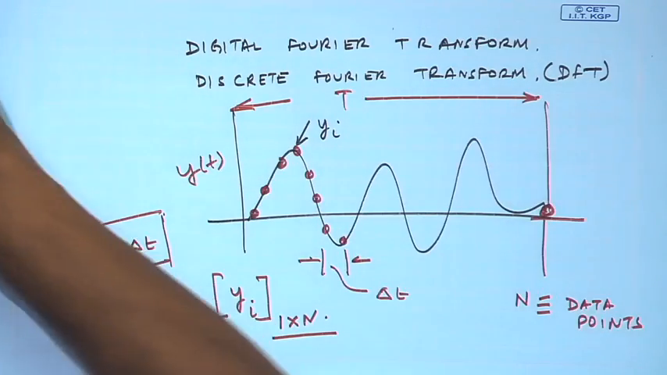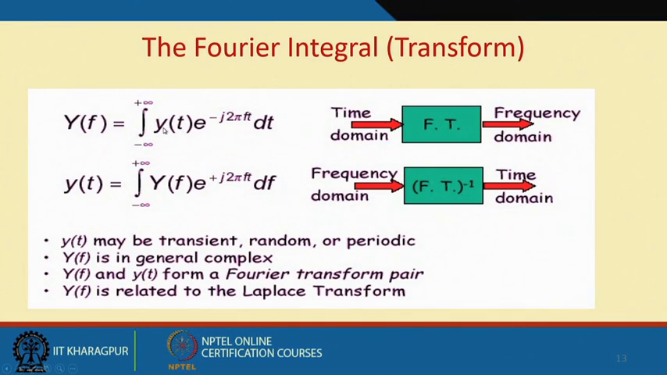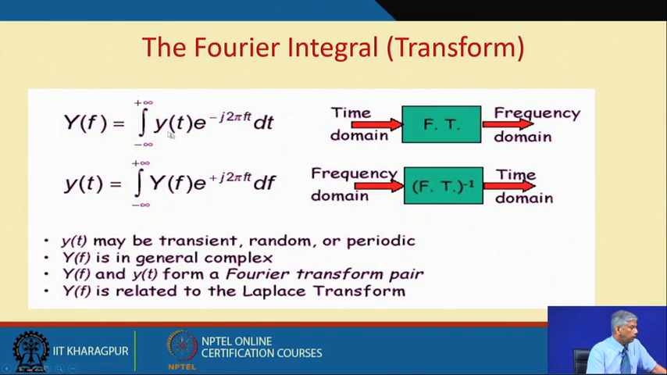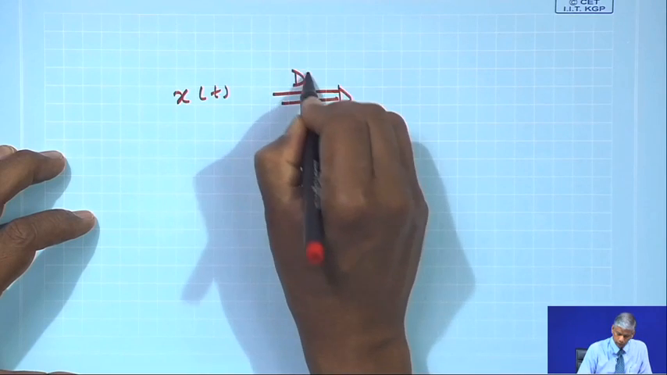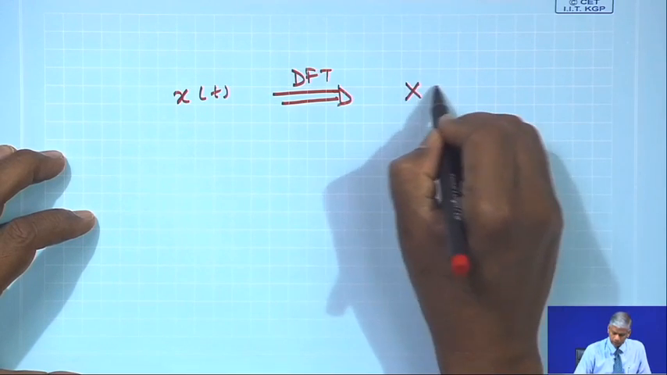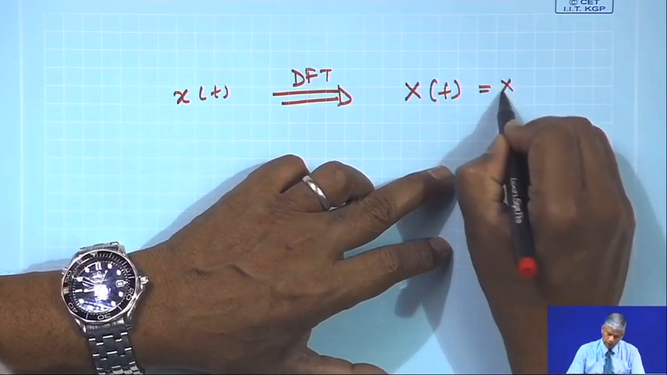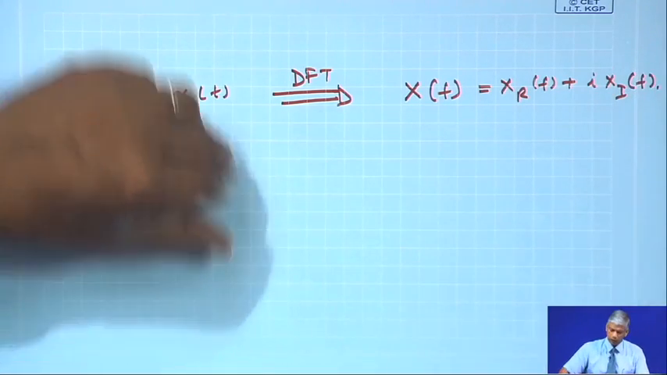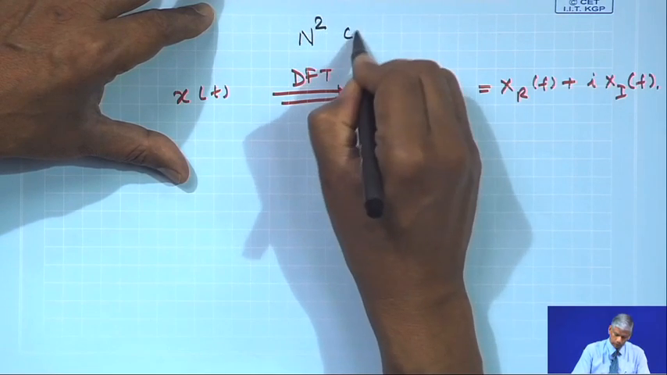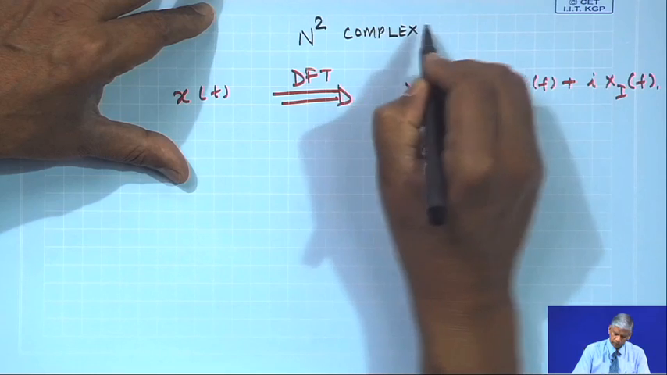This integral which I discussed here can be digitally replaced by a summation and a series. If I have n data points, I will have n square complex operations done with the sequence to find out the Fourier coefficients of that signal. And so, if I do a digital Fourier transform on a signal x(t), I will get a signal X in the frequency domain, which will have a real component and an imaginary component. But this DFT, as you will see, requires n square complex operations.